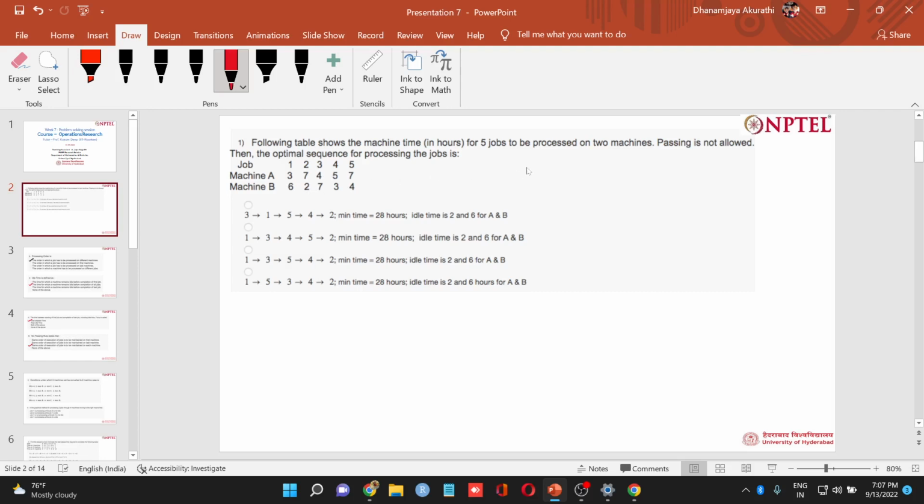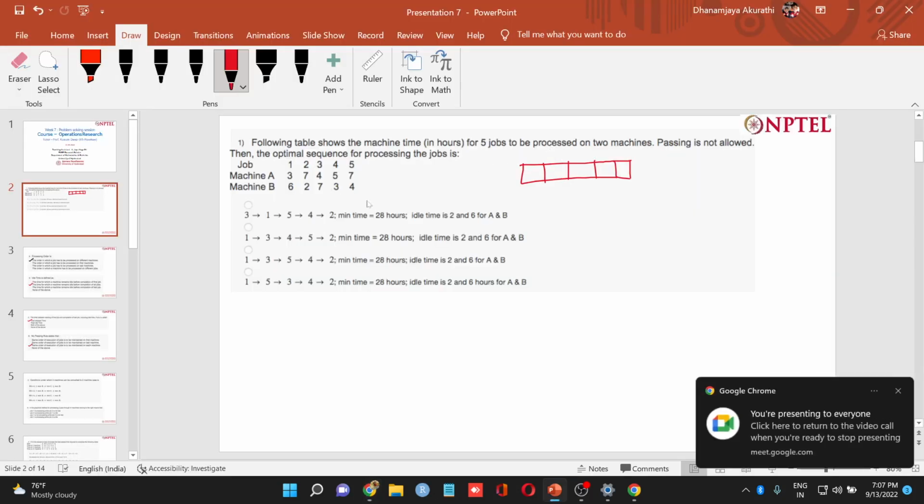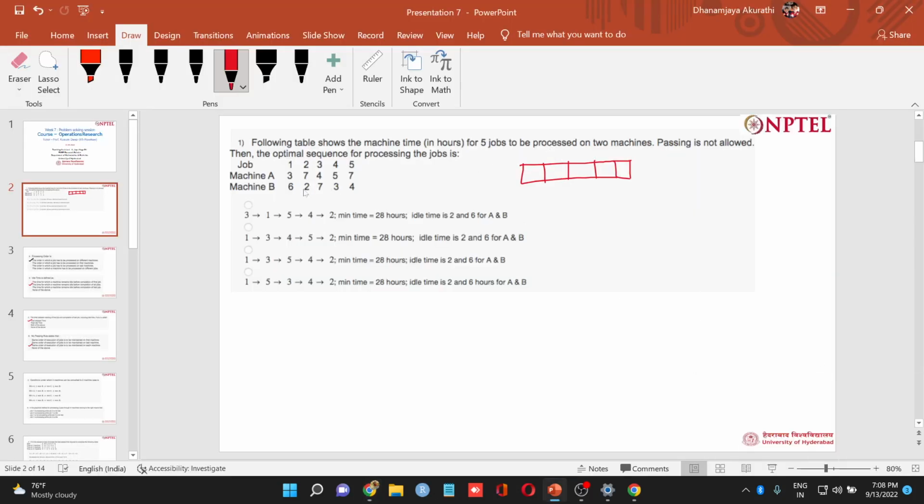Here we have 5 jobs, so we get a sequence of 5 jobs. Which job has to be completed on which machine first? That is what we are finding here. First, the minimum time is 2, which is related to machine B. If the selected minimum processing time is related to machine B, then we assign the corresponding job, job 2, at the last of the sequence. If the minimum time comes from machine A, then we assign the corresponding job at the beginning of the sequence.